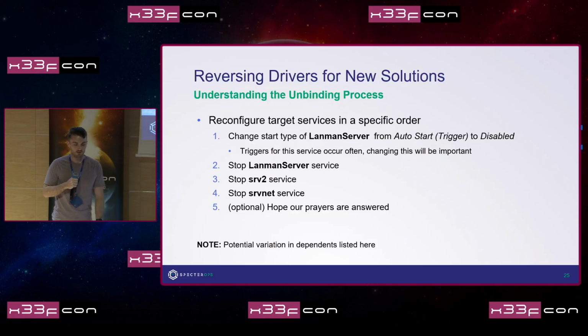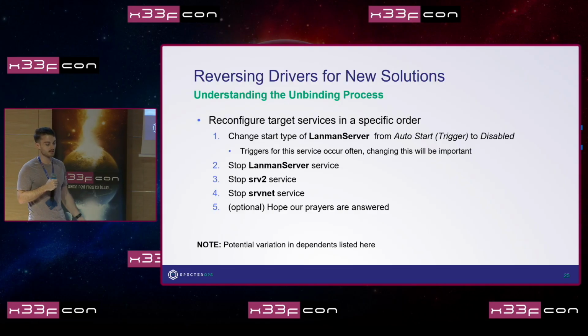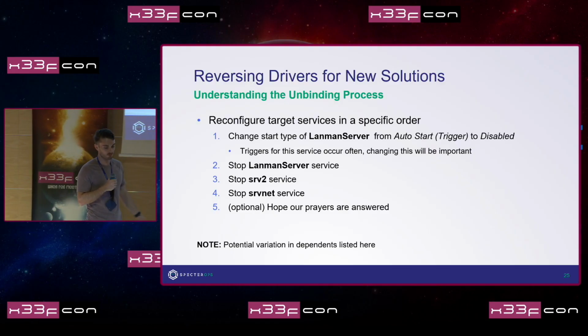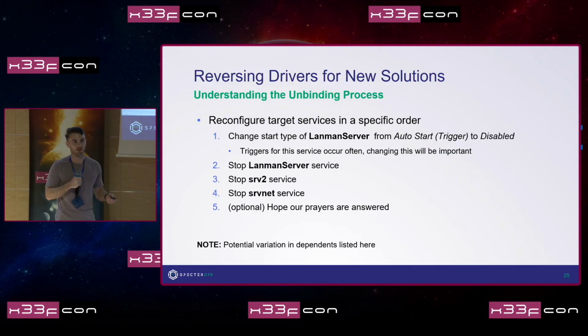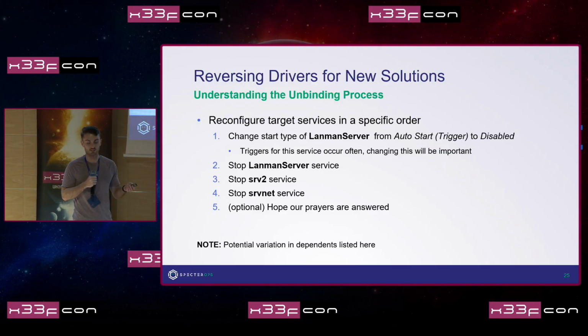Well, we can reconfigure these services that we've better understood through this analysis in a specific order because of the dependencies. Like we've mentioned several times now, we changed the start type of the landman server service from auto start to disabled. The reason we do this is that there's this concept of service triggers, things that will potentially automatically enable that service. There are service triggers associated with the landman server service that will constantly hit the service. So you need to configure it to a disabled state, because if you just stop the service, the trigger will be hit in less than 30 seconds. It will re-enable. So you need to reconfigure the start type.